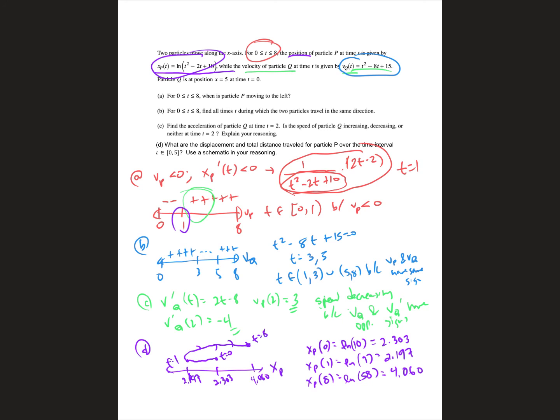So my displacement I could have found without drawing the schematic. It's literally ending position minus starting position, which is 1.757. And then my total distance traveled would be this distance, the positive version, because remember total distance traveled doesn't take into account direction, plus this distance traveled. So when I do that, I get 1.969. And since there were no units given in the problem, you don't have to put units on the answer.